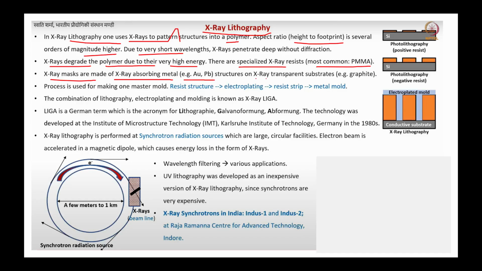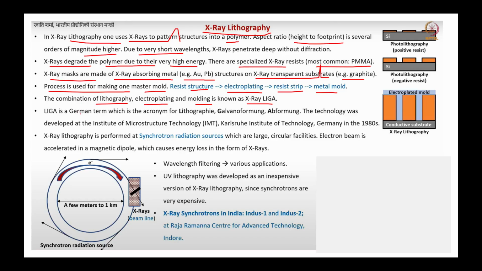So this structure is on an X-ray transparent substrate, for example graphite you can use. This process is used for making one master mold, resist structure. Then electroplating, then resist strip, then metal mold. The combination of lithography, electroplating, and molding is known as X-ray LIGA. So there are three processes: the lithography, then electroplating, then molding. This combined is X-ray LIGA.